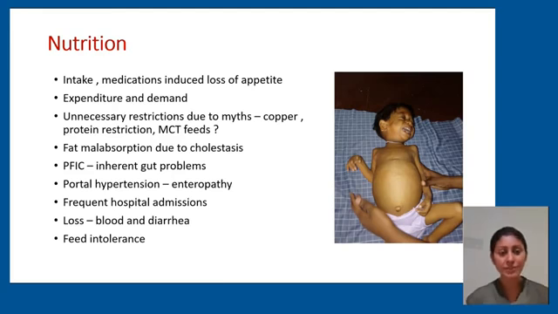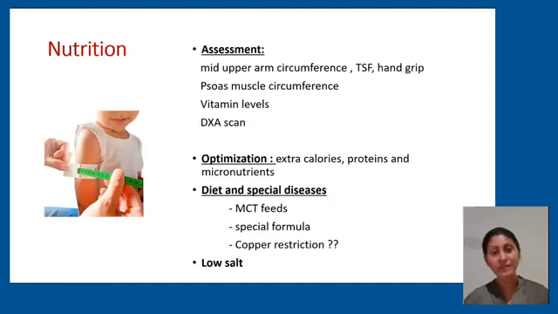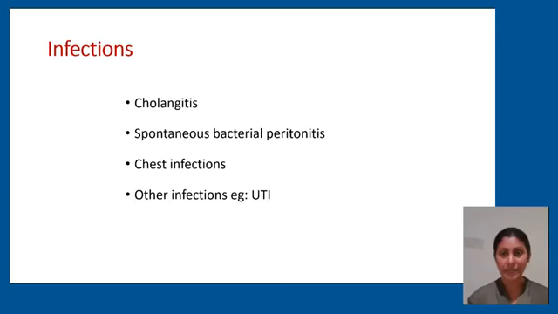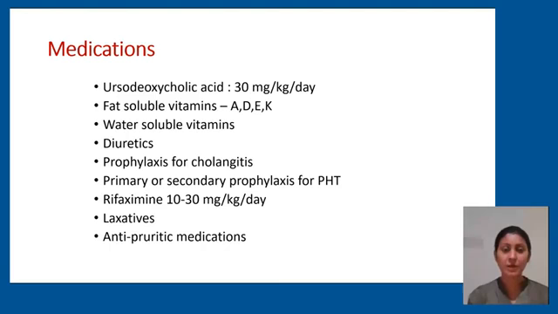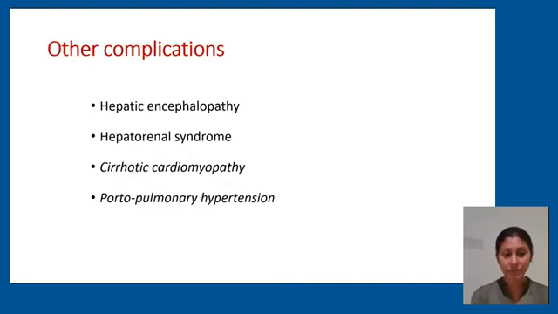This is the list of medications usually you see in a child with chronic liver disease. Invariably, they'll be on ursodeoxycholic acid, which would improve the bile drainage. Fat-soluble vitamins are important. Water-soluble vitamins are also important. And diuretics, if they have ascites. Especially in biliary atresia and PFICs, you need to give prophylaxis for cholangitis, and medical prophylaxis for portal hypertension, rifaximin in view of hepatic encephalopathy, laxatives, again in view of hepatic encephalopathy to maintain their bowel opening, and antipruritic medications.